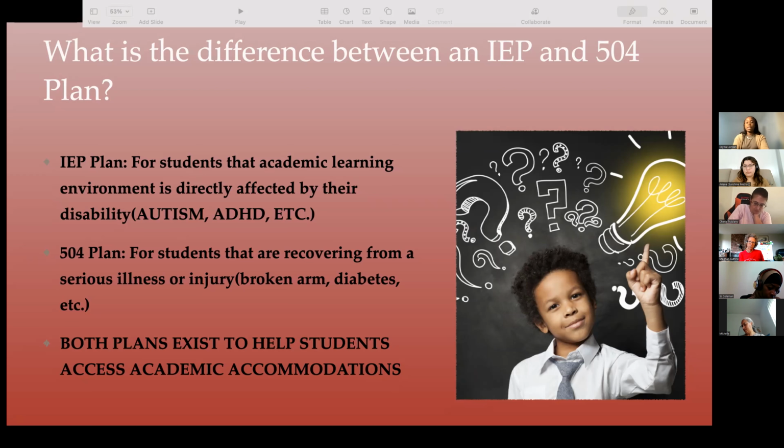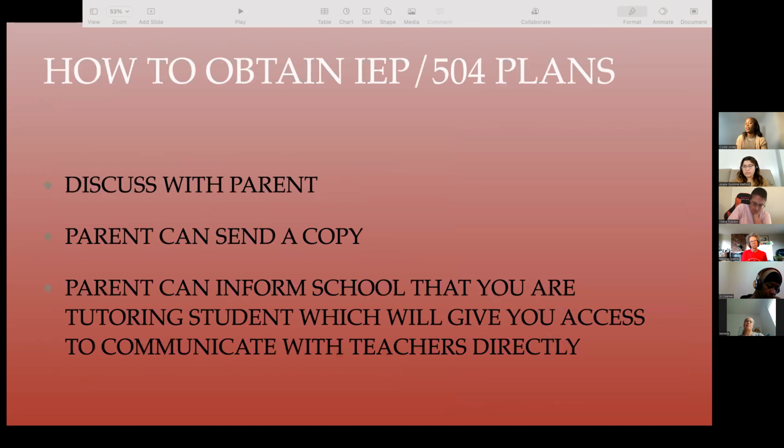Okay, so the next one is how to obtain your IEP or 504 plan. As discussed earlier, discuss it with the parent. If you see any of the categories, or if you see the kid has autism or ADHD, any learning impairments, ask the parent on your initial call, do they have either or both? Some students have both. And then you let the parent know, hey, me as a tutor, I can't call the school and ask to get that. So here's what you need to do.